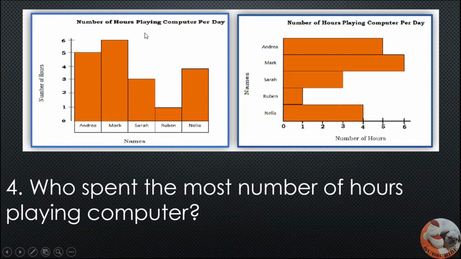Number 4. Who spent the most number of hours playing computer? By looking at the graph, you can see that Mark has the longest bar. Your answer will be Mark.